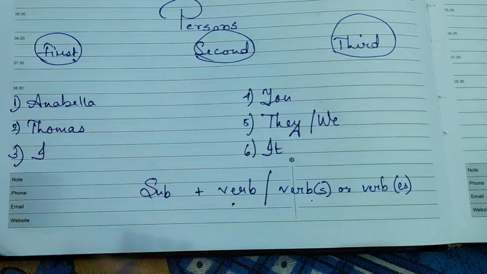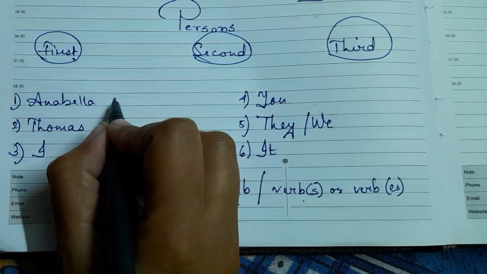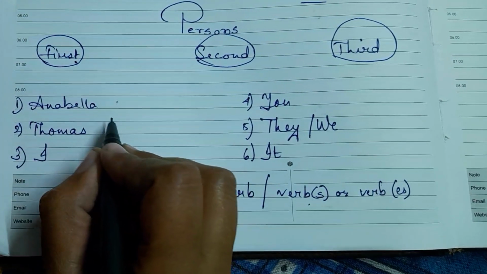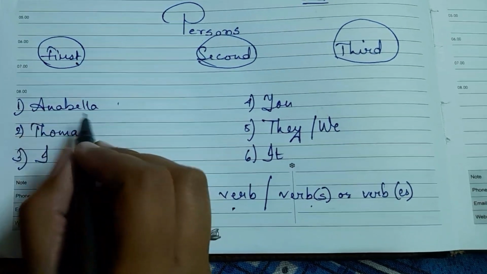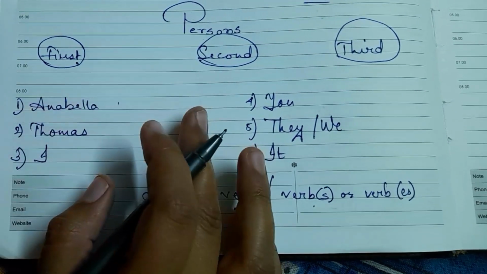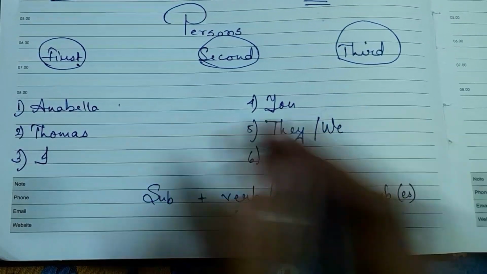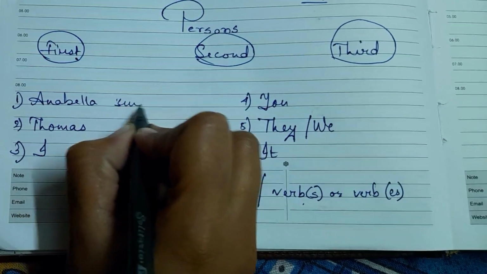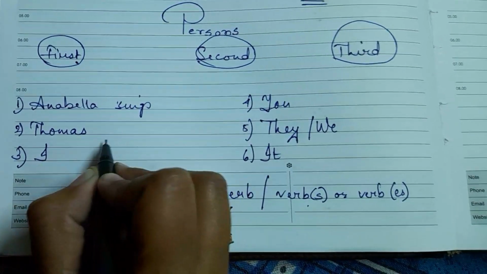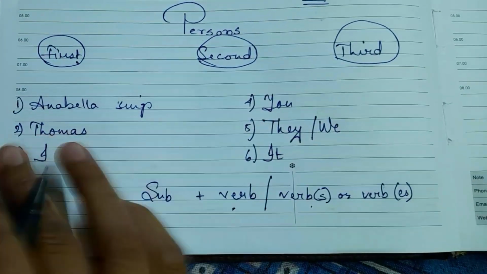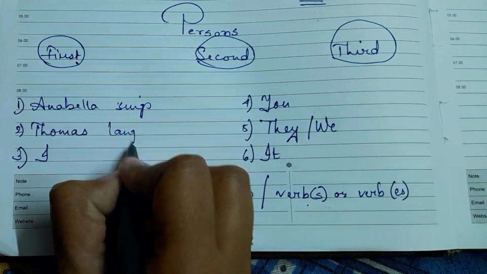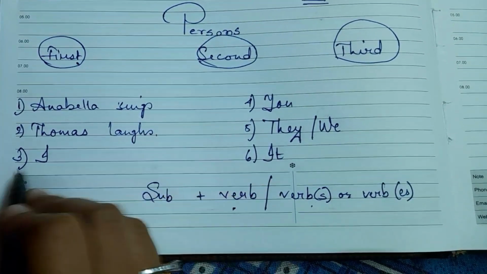Suppose Annabella sings or Annabella sing. What are we going to use with Annabella? We are going to say Annabella is a she, so she has, right? It's a third person. So Annabella sings. Thomas is a boy. It will be again the third person. So Thomas laughs. We are going to use an s.